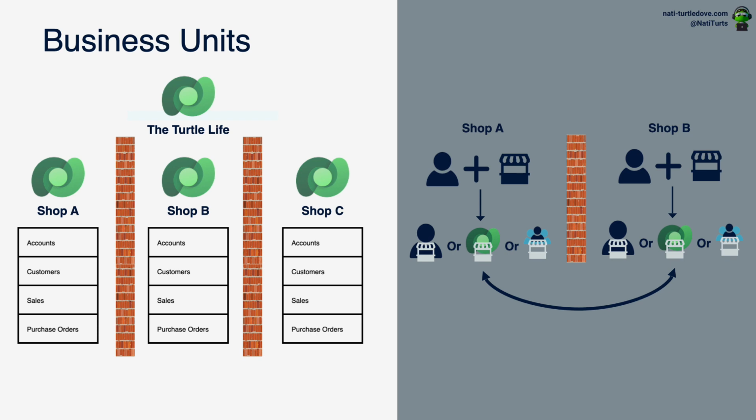So if we actually look at the security role table, which is a standard table in Dataverse, and we create a security role called sales with the default business unit assigned to it, we look in that table, we'll see 4 security roles, all named sales, but one will belong to Turtle Life, the parent business unit, one will belong to shop A, one will belong to shop B, and one will belong to shop C, etc.